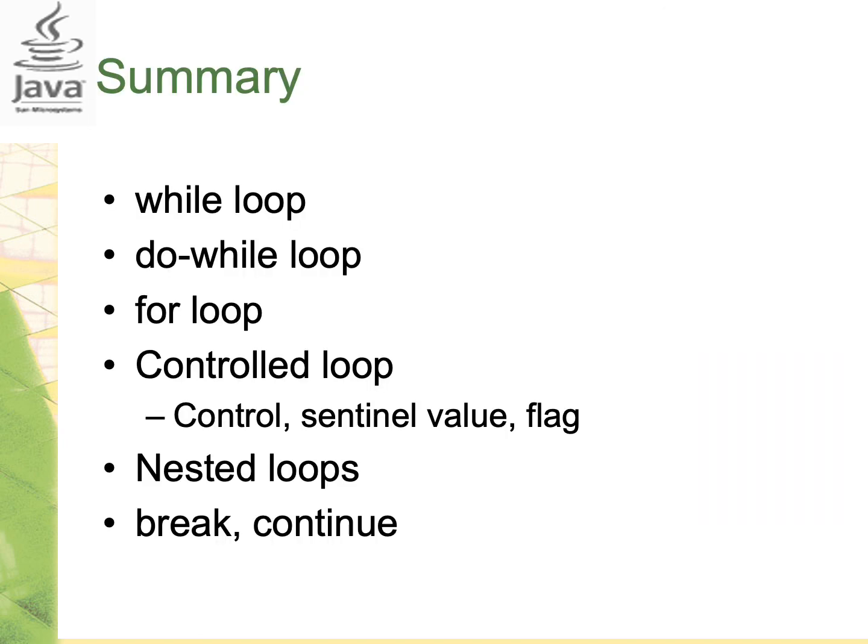That's the end of topic 5. To summarize, we have learned about while loop, do while loop, for loop, and also the use of loop control, which are by counter, sentinel value, and also using flag. We have also looked at nested loops and the use of break and continue within our loops.